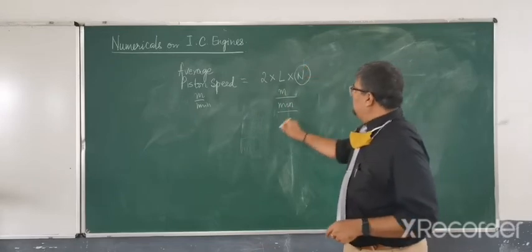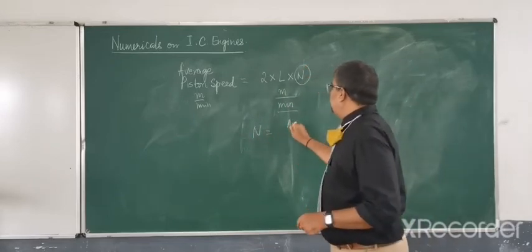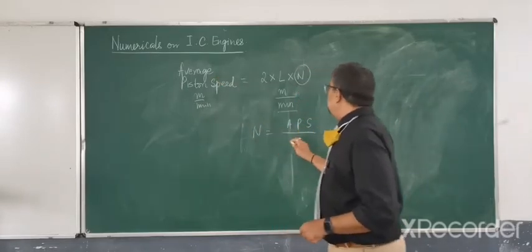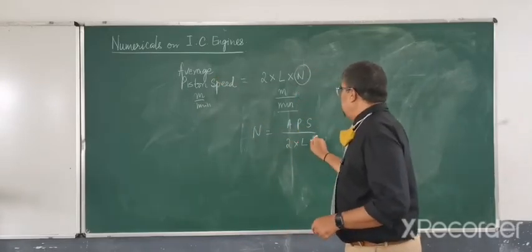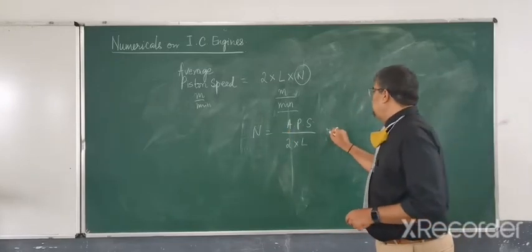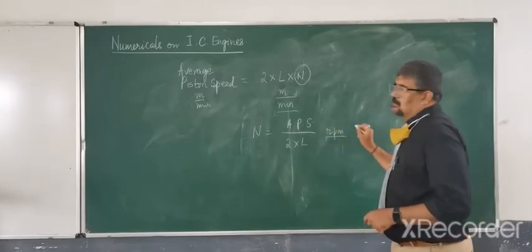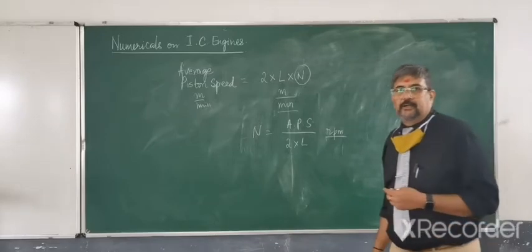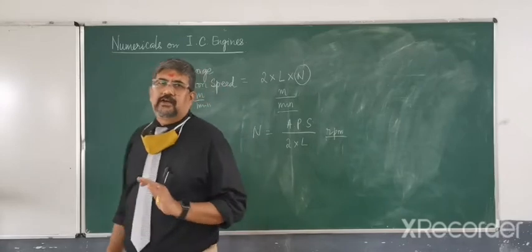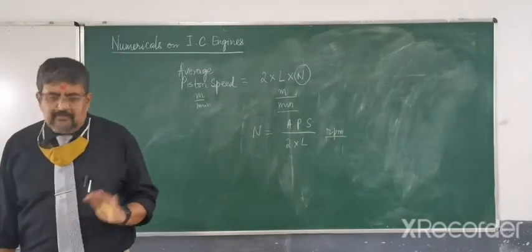So to find the value of N, we will write N is average piston speed divided by 2 into L. And this value you are going to get in RPM. So these are the most general equations which we are going to use in order to solve the numericals.